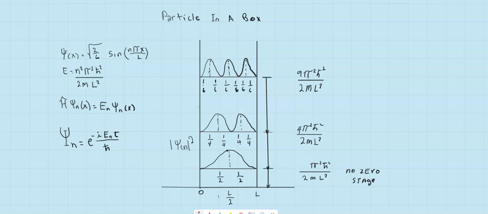Remember, this is how you will write the Hamiltonian, like this, because n is the principal quantum number and it needs to be this. This is the time dependent, and the other one is the time independent Schrodinger equation. This right here is the time independent Schrodinger equation, and this is the time dependent Schrodinger equation.